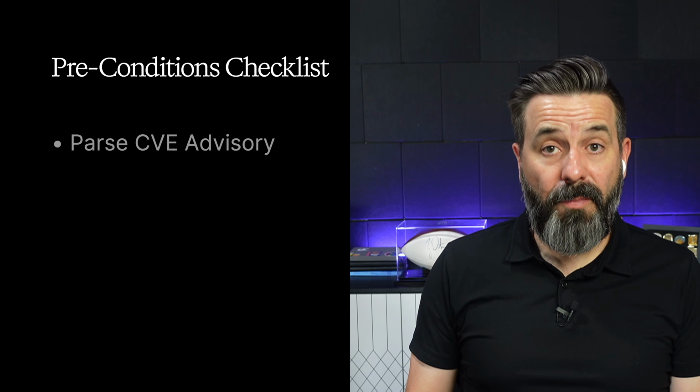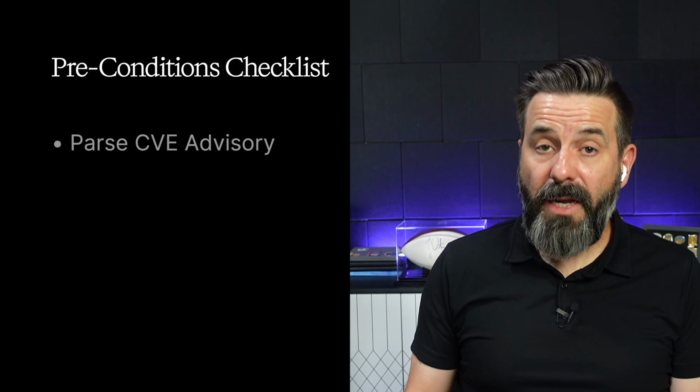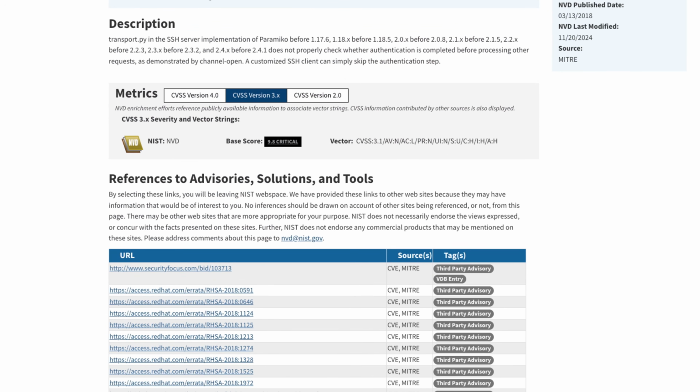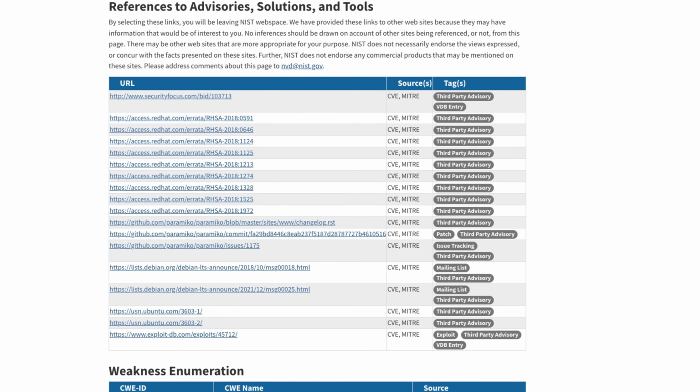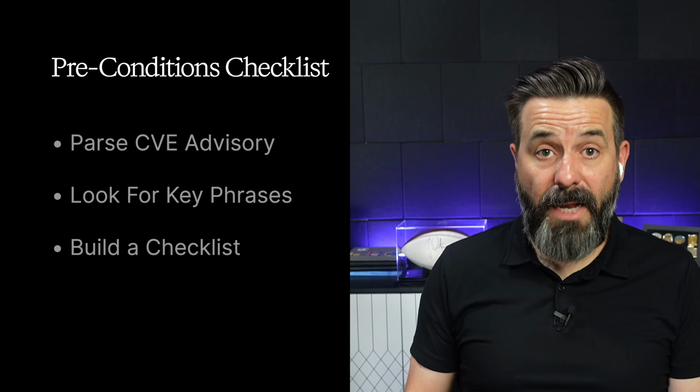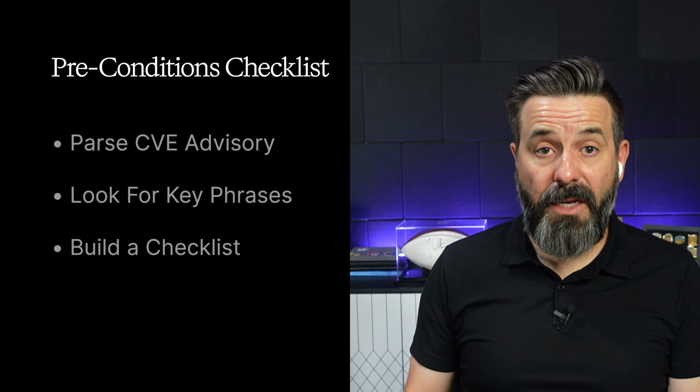Step 1, pull up the CVE advisory. The NVD page is a good starting point. Step 2, read through the description and any linked references. Look for phrases like "only when," "requires," "if configured," or "when used as." Step 3, build a checklist of what has to be true for this to be exploitable in your environment.